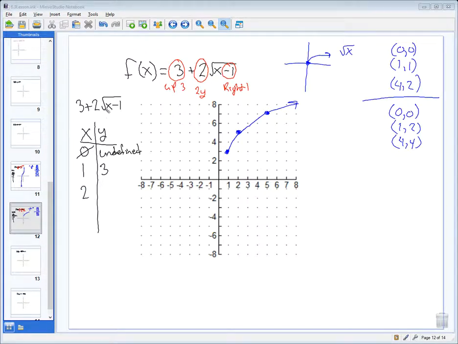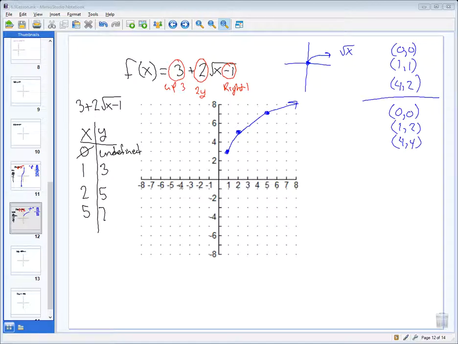If I plug in a 2, 2 minus 1 is 1. Square rooted is still 1, times 2 is 2. Plus 3 is 5. So I get the point (2, 5). If I plugged in a 3, I would be doing the square root of 2, which you could do. It's not nice. You'll end up with a decimal. If you plug in a 4, you get the square root of 3, which is another decimal. But if I plug in a 5, 5 minus 1 is 4, square rooted is 2, times 2 is 4, plus 3 is 7. So I get (5, 7).